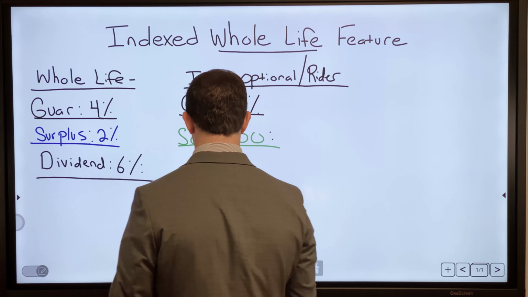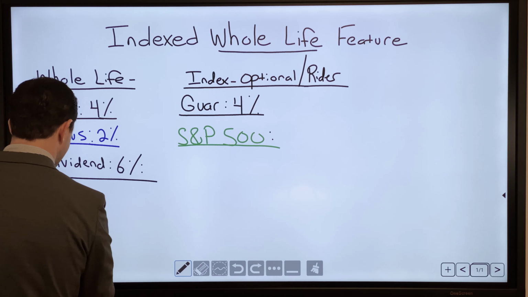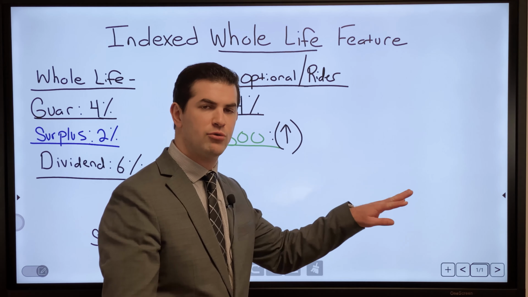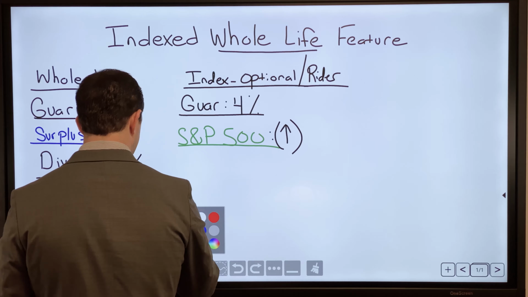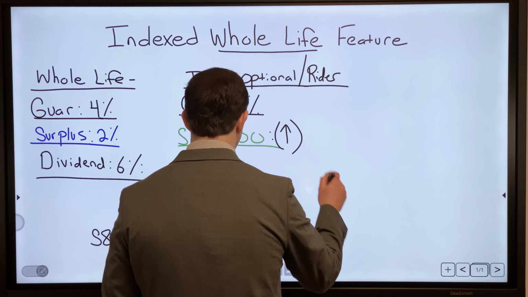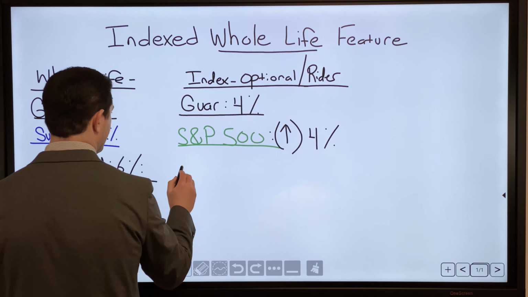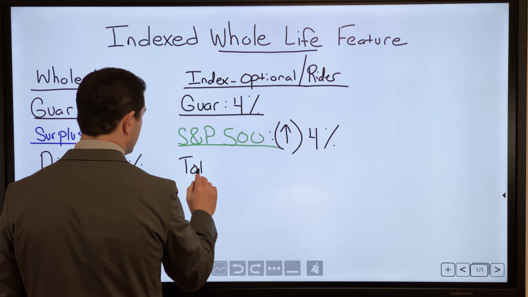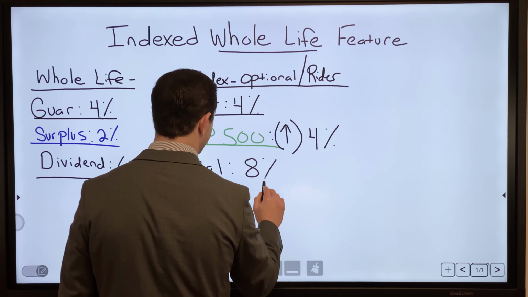So indexing, in case you're not aware of how that works, it tracks the S&P 500 in this example. So market goes up, you go up with it. Market goes down, you still receive the guarantee of 4%. So if the S&P produced for our policy 4%, the total gross crediting rate that year would be 8%.